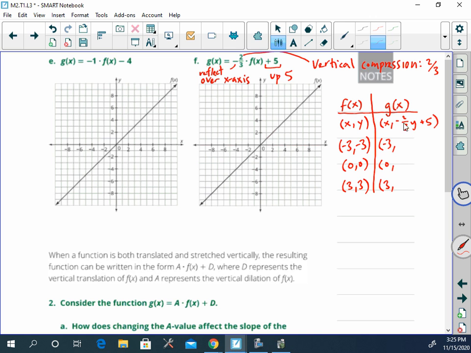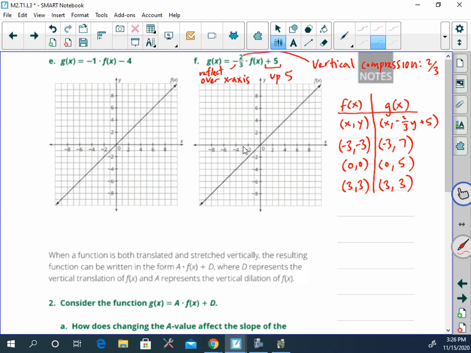And my y is getting multiplied by negative 2/3. So if I take negative 2/3 times negative 3, it's going to turn to positive 2. Plus 5 would give me 7. And then this would be 5. And plugging 3 in, negative 2/3 times 3, the 3's cancel, so we get negative 2 plus 5, which would be 3. And then I'm going to plot them because it'd be easy to mess these up.